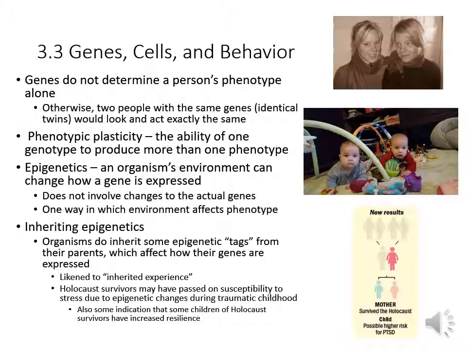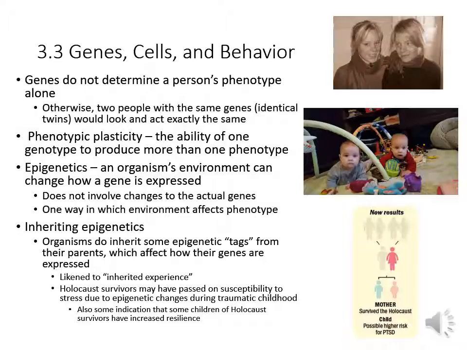There have been a few cases in which scientists have noted that we can inherit some epigenetics. Organisms might inherit what we call epigenetic tags from their parents, which affect how the genes are expressed. Again, the genes aren't actually changed, but they're tagged by certain chemicals that turn them on and off. Some of this can be passed through from parent to offspring, and this has been likened to inheriting the experience of your parents.